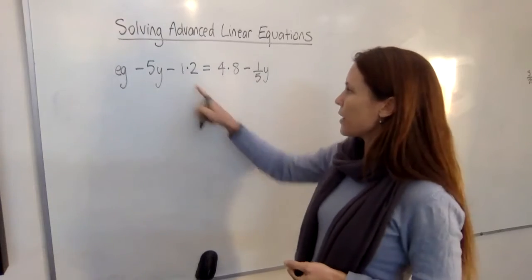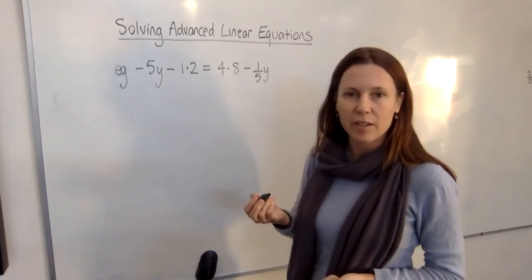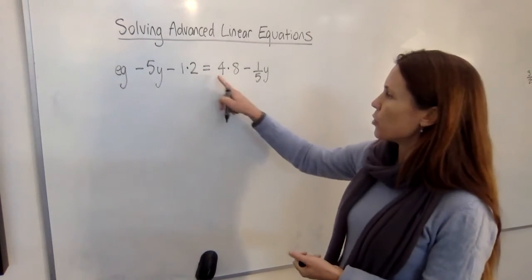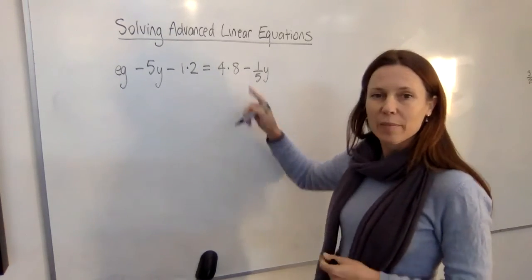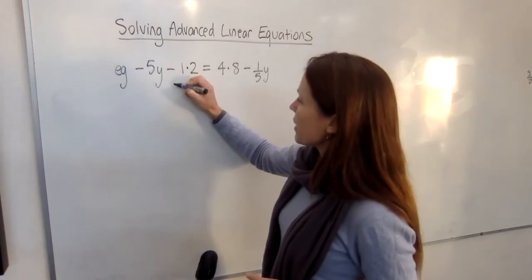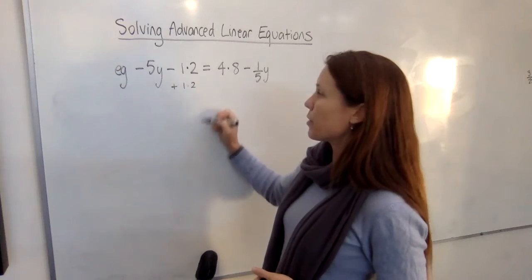This next example has some decimals and some fractions in it. Take your pick as to what you'd like to do first. I can spot here that 1.2 can be added to 4.8 to make 6. So I'm thinking the easiest way to tidy this up for me, first off, would be to say I'm going to add 1.2 to both sides.